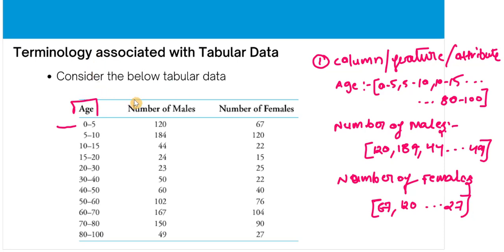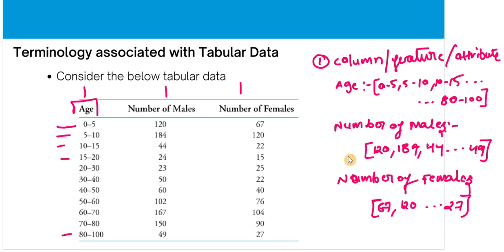Remember that tabular data is two-dimensional data, right? One dimension corresponds to the number of columns, here three, and the other dimension corresponds to the number of rows. Here you can see the number of rows: 1, 2, 3, 4, 5, 6, 7, 8, 9, 10, 11, 12. 12 rows are there. This is a kind of matrix, a two-dimensional matrix, whereas the first column is referred to as age, the second column as number of males, and the third column as number of females.